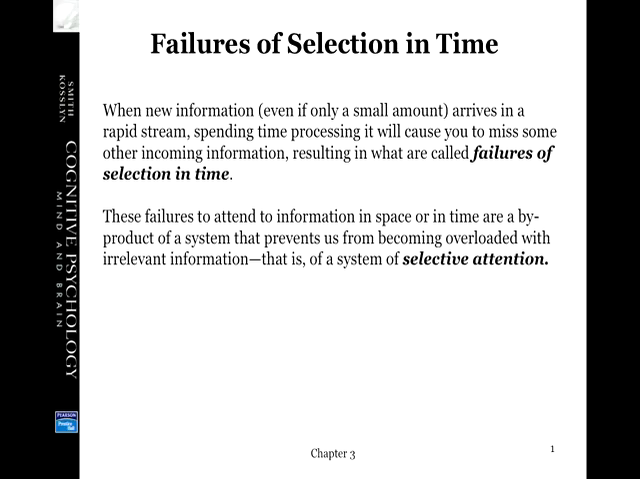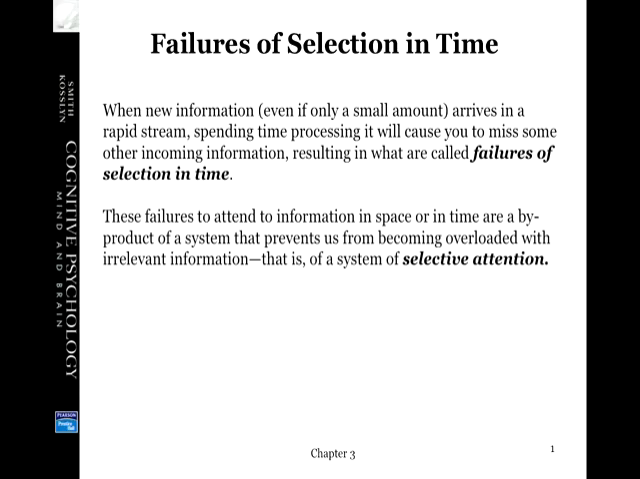So when new information arrives at you quickly, spending a lot of time processing causes you to miss some of the new information that comes after that. So first information, processing, missing that second piece. Okay, so that's a failure of selection in time. It's very specifically called the attention blink, is what we're going to talk about.